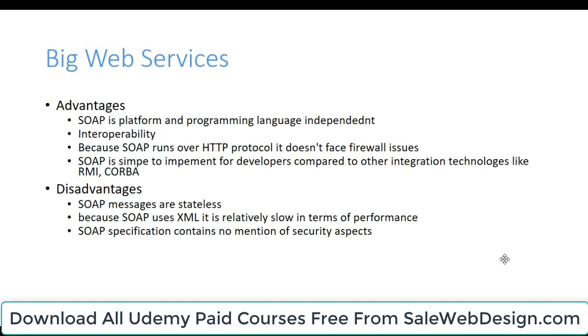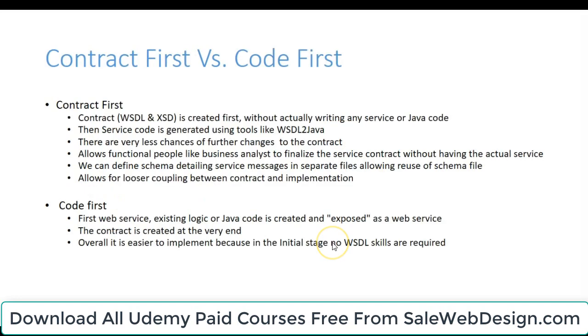Secondly, because SOAP uses XML, it is relatively slow in terms of performance when compared to RMI or Corba. Thirdly, SOAP specification contains no mention of security aspects. There are a couple of design approaches that are used to implement big web services: contract first and code first, or also known as contract last.